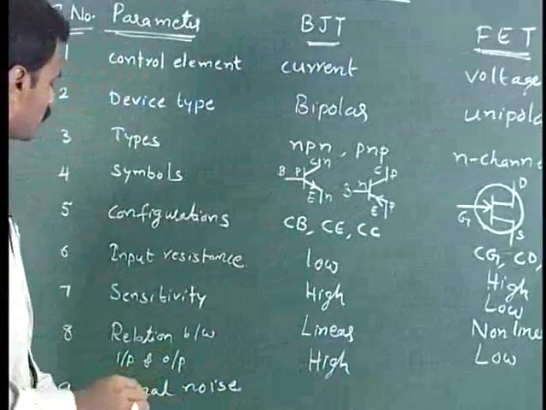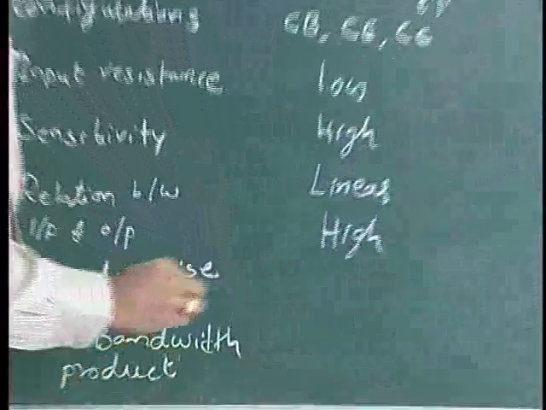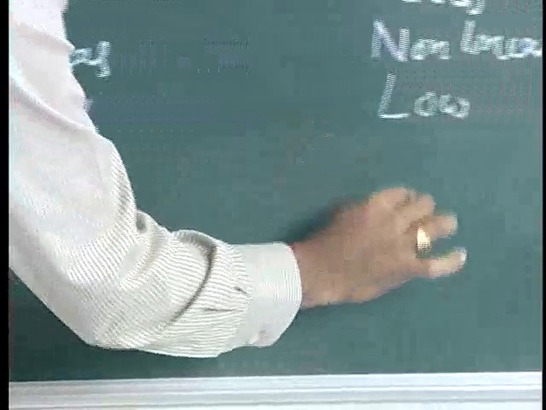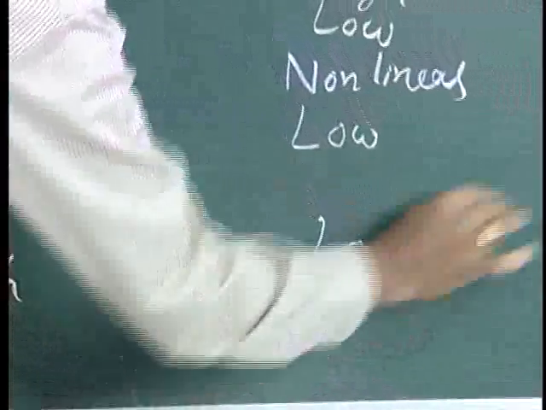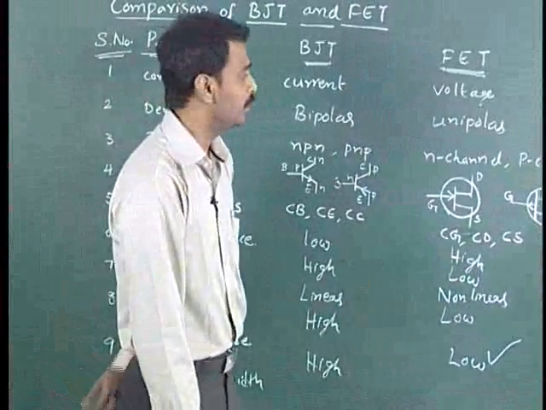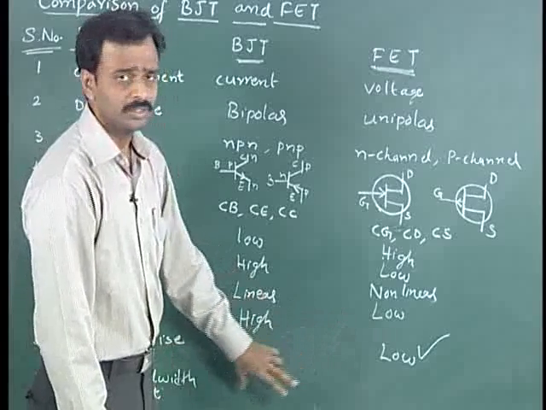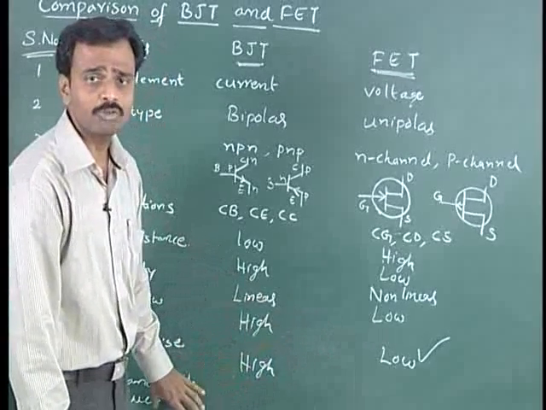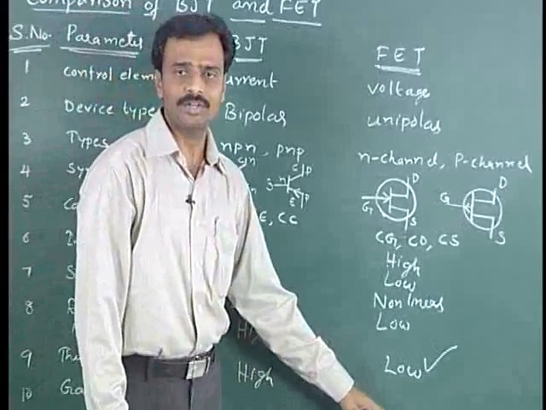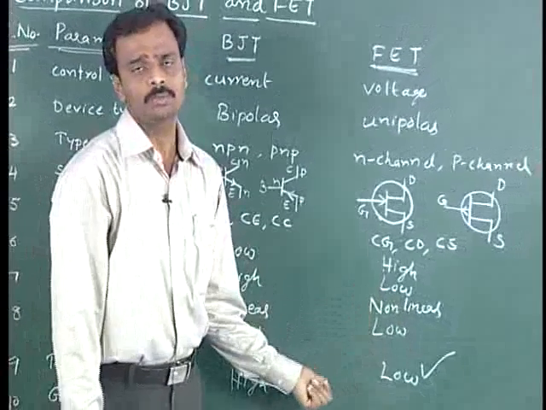Next, the last parameter, gain bandwidth product. The gain bandwidth product is high for bipolar junction transistors and low for field effect transistors. It's one of the greater disadvantages when comparing BJT and FET. All the other parameters have good advantages, whereas the gain bandwidth product is high for the BJT compared to the FET. It's a greater disadvantage of FETs over BJTs.